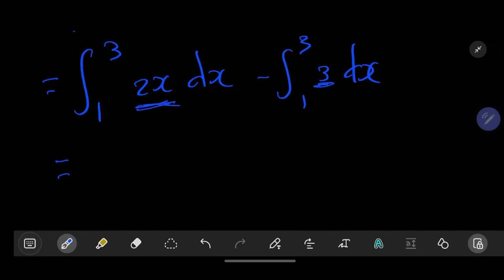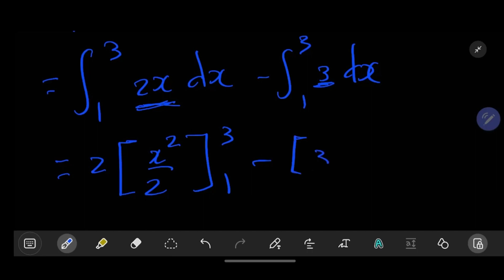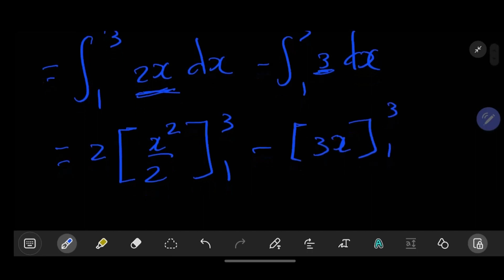This is the constant rule here. So basically, we're going to have 2 into x squared over 2, evaluating it from 1 to 3. We're going to subtract it from 3x, which is also going to be evaluated from 1 to 3.